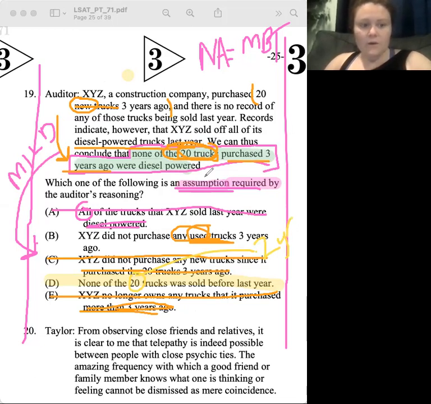our argument would fall apart, right? Because all we know is that we sold off all of its diesel powered trucks last year. And so if we did sell one off before last year, it could have been diesel powered. We just sold it off before we sold off all the other diesel trucks. Okay. Does that make sense? Yeah. This is a very hard question.